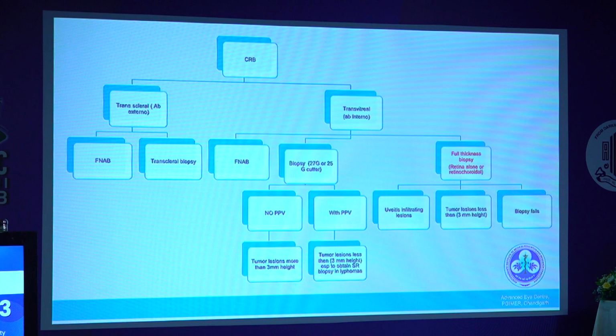So next is, as you have said, sir, where to take a full thickness biopsy. If you have a uveitis infiltrating lesion, if you have both retina and choroid involved, and if you have a tumor less than 3 millimeters, or the biopsy has failed, there you will take a full thickness biopsy.